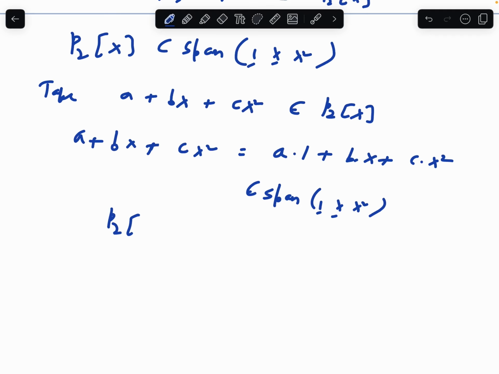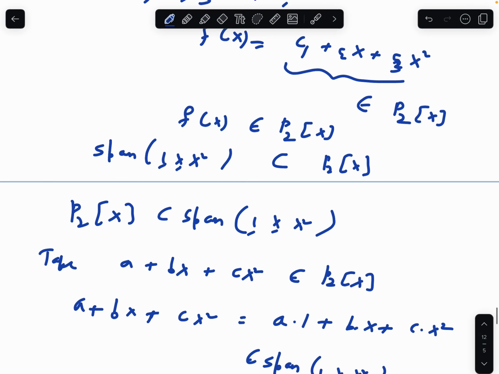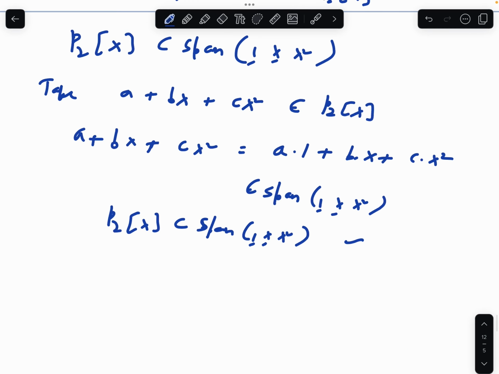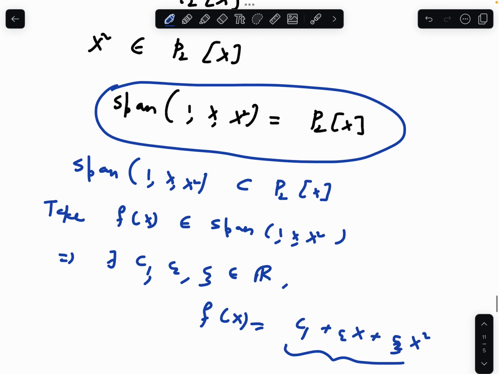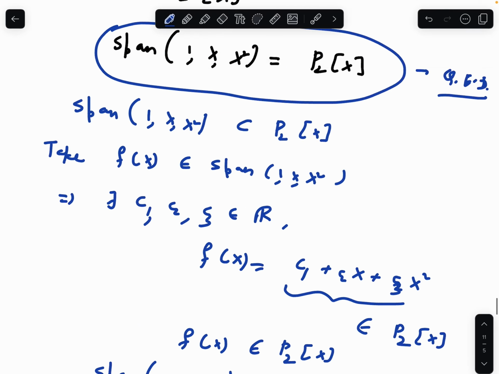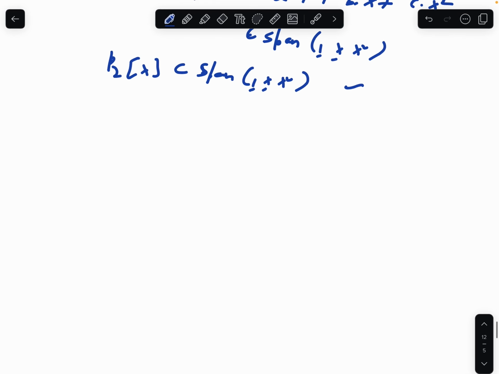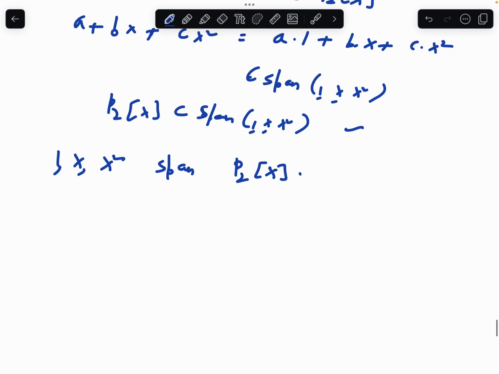So we have proven that P2(x) is in the span of 1, x, x square. So we have proven this, and we have proven the other side as well. Therefore, we have proven that 1, x and x square span P2(x). Okay.